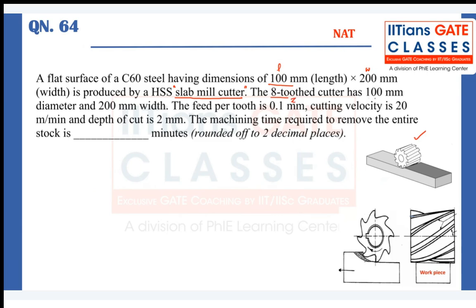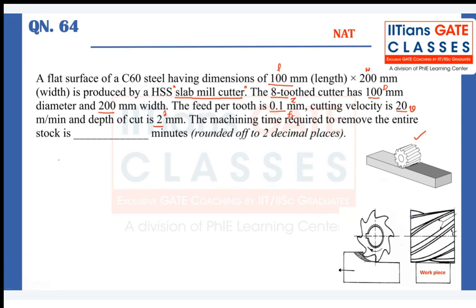And the diameter of the cutter is 100 mm. The width of the workpiece is 200 mm. The feed per tooth we call FT. The cutting velocity V is given. The depth of cut D is also given. Now the machining time is what we need to find. Now let us go ahead, guys.